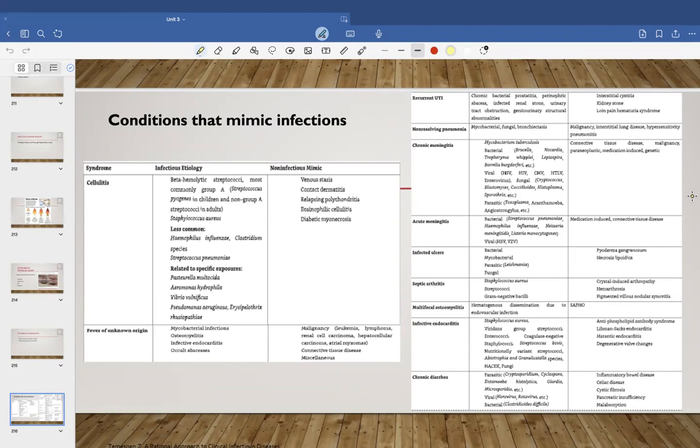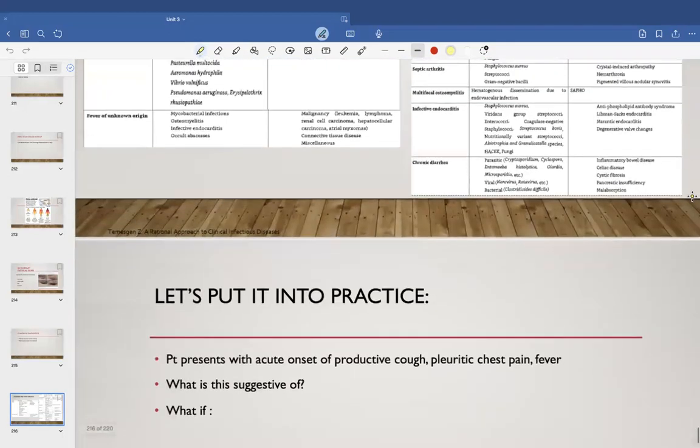But what if the patient recently traveled to a TB endemic area? Does that change possibly how you're gonna approach this? What if they don't respond to typical antibiotics? What do you think, Kim? Could be an atypical pneumonia, possibly.